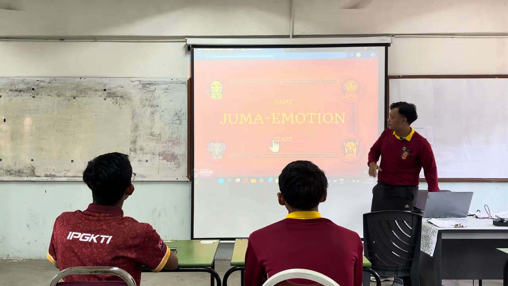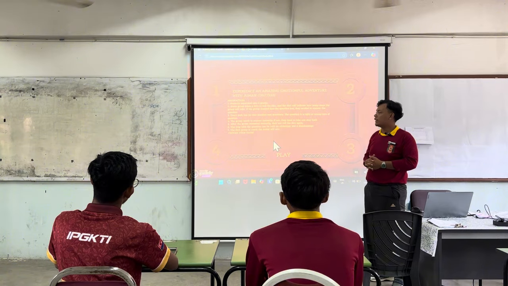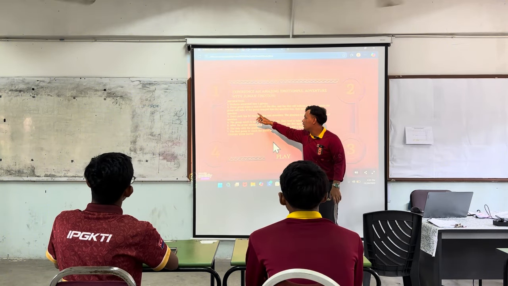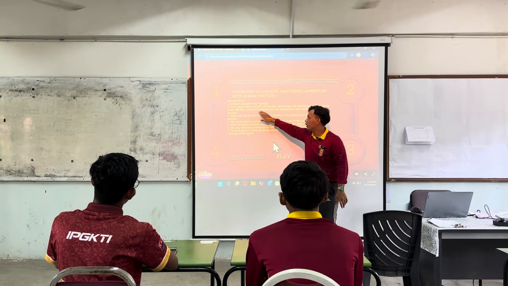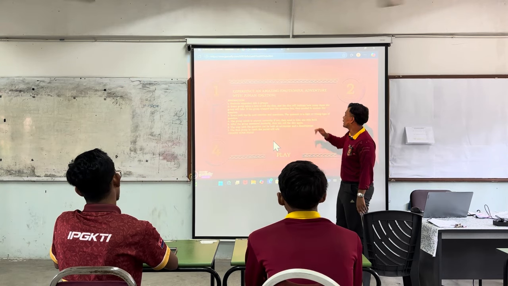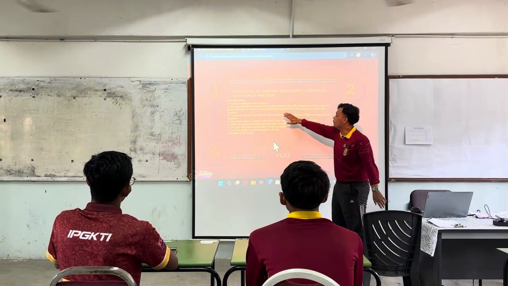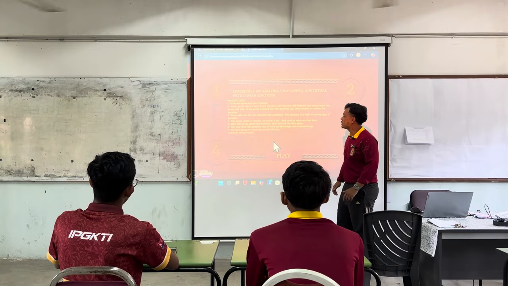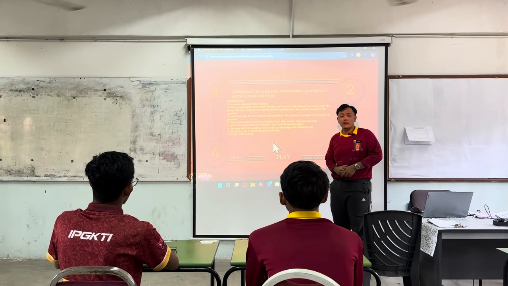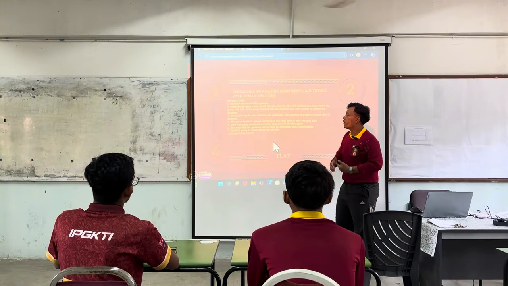Alright, so let's start with the Jumanji emotion game. So this is the instruction for the game. The first one is, every group takes turns to roll the dice, and the dice will indicate how many steps the group will take. If the group steps into the question box, they need to answer the question. So that means if you step on the question box, you need to answer the question to step forward.